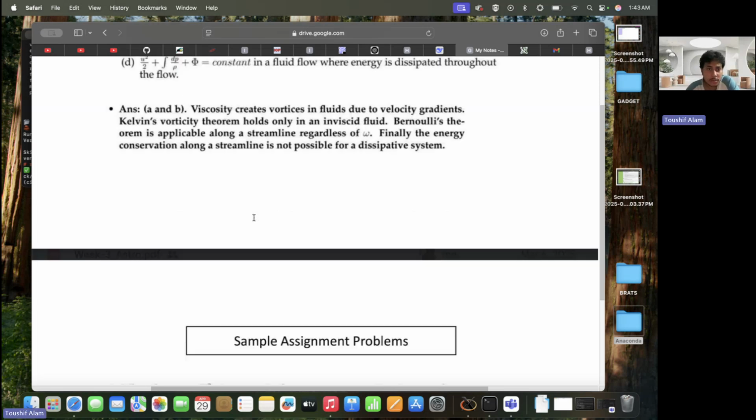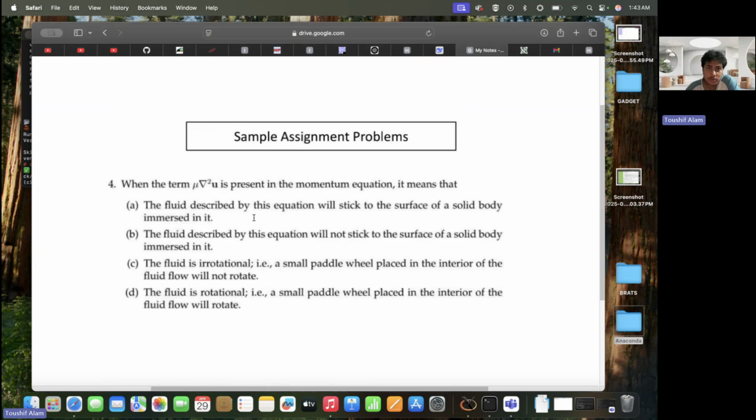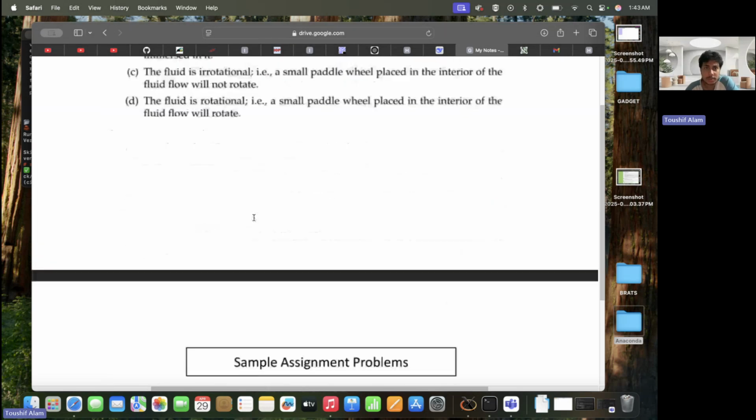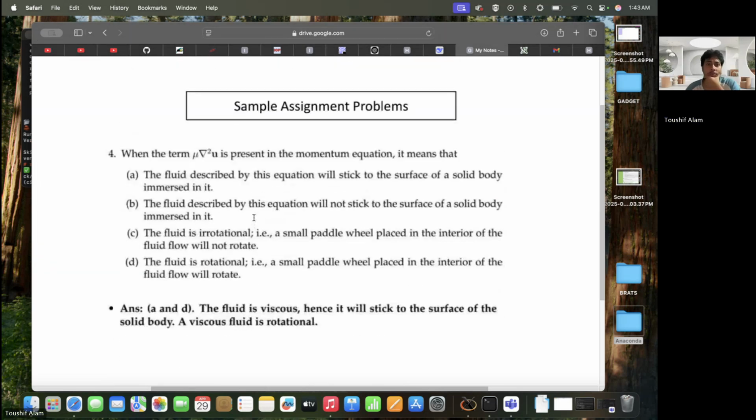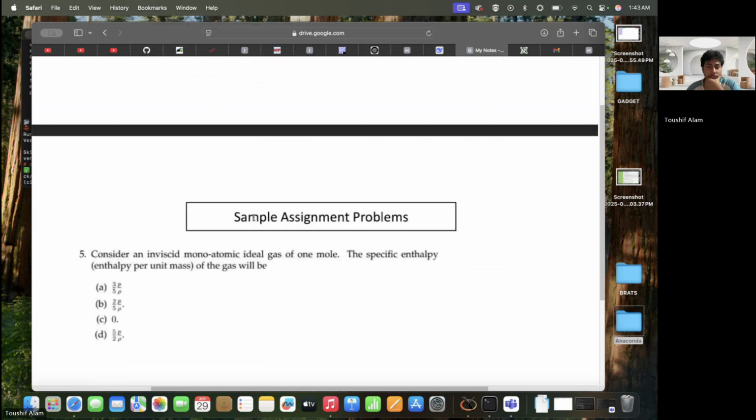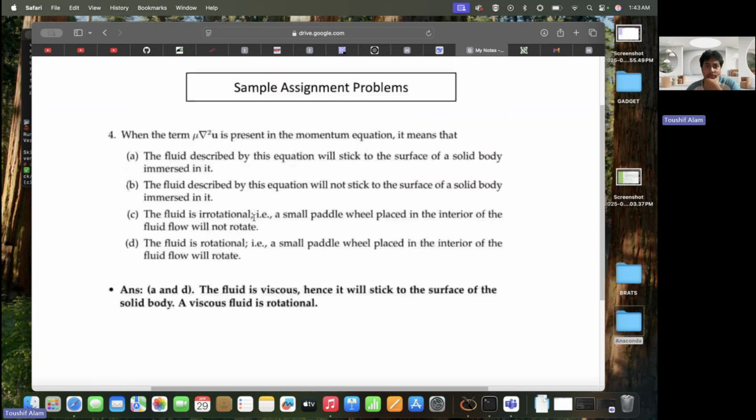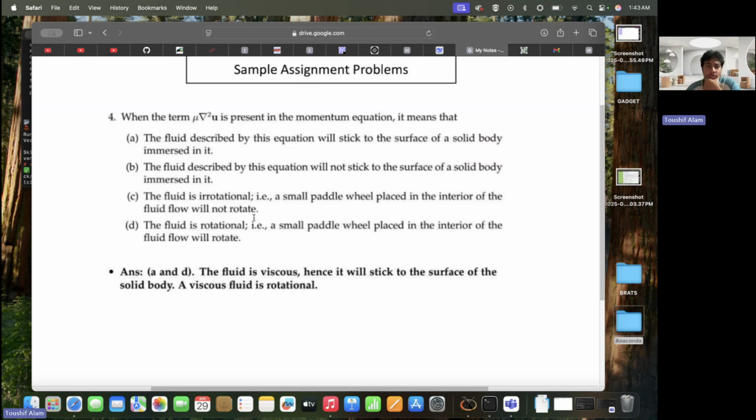Okay, so you have all done this, right? Questions 4 and 5. Question 4 is just the momentum equation with no slip. It will stick to the surface.